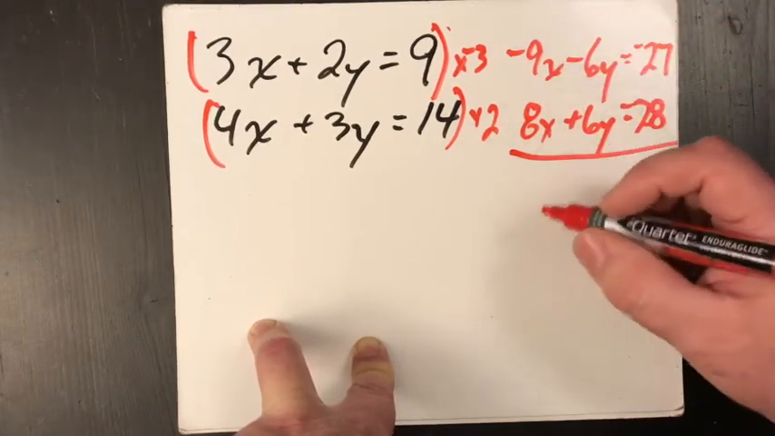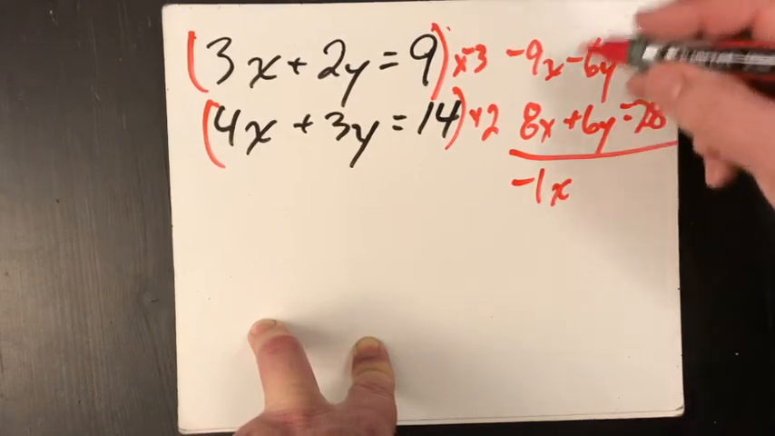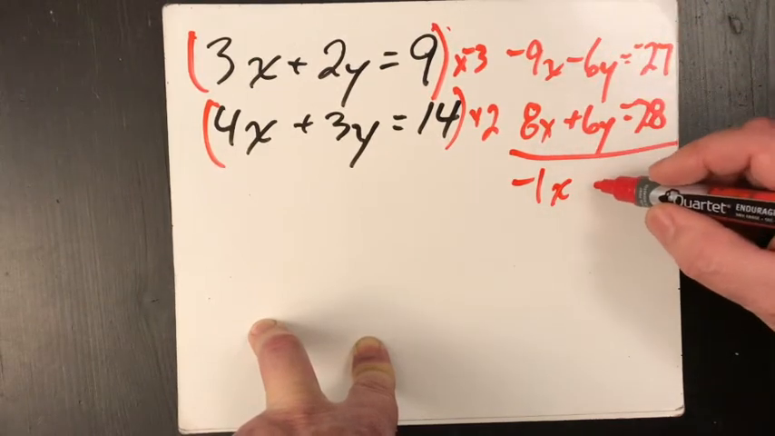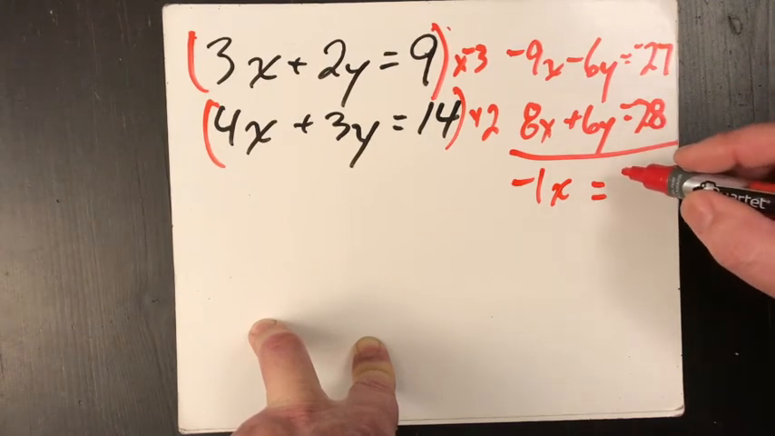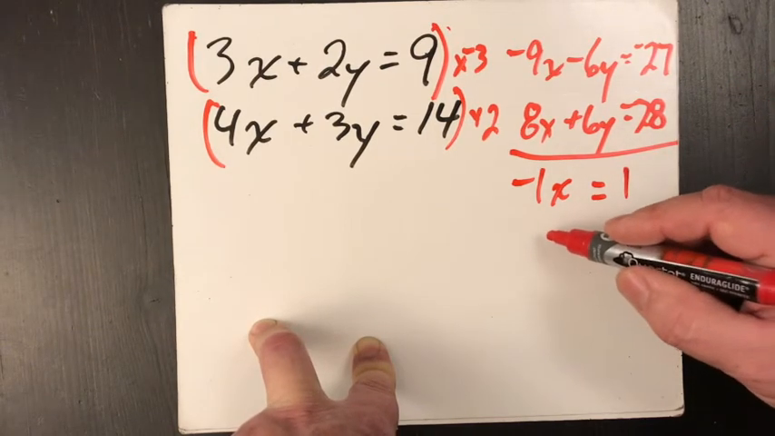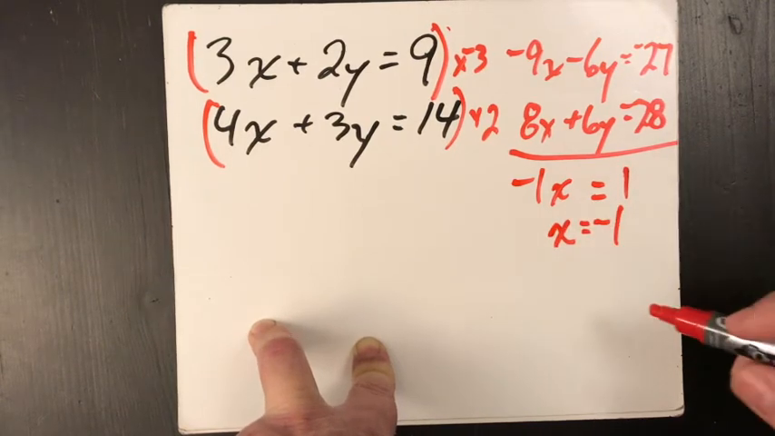If we add those together, we get negative 1x. The y's drop out just the way I expected them to. And a negative 27 and a positive 28 gives us a positive 1. Multiplying or dividing by negative 1, that tells us that x equals negative 1.